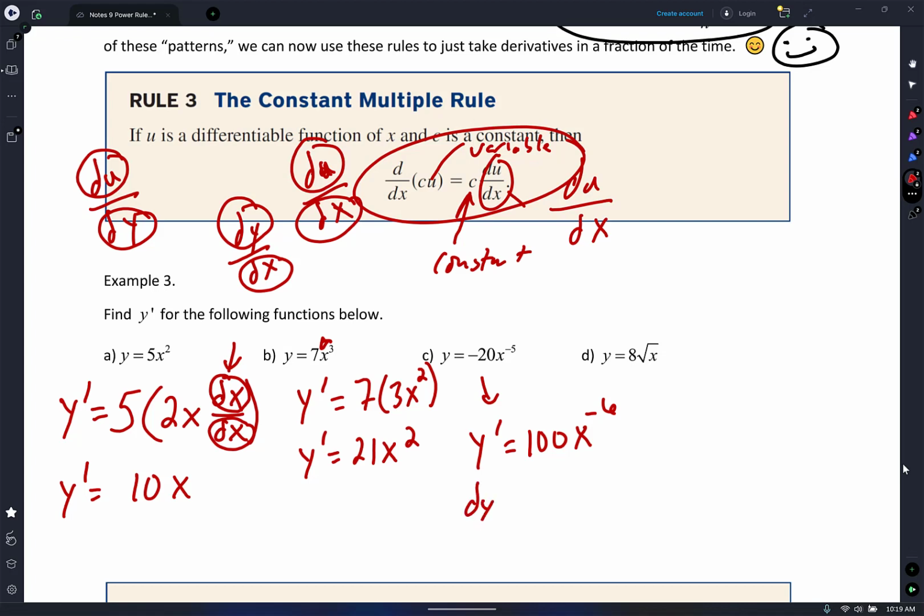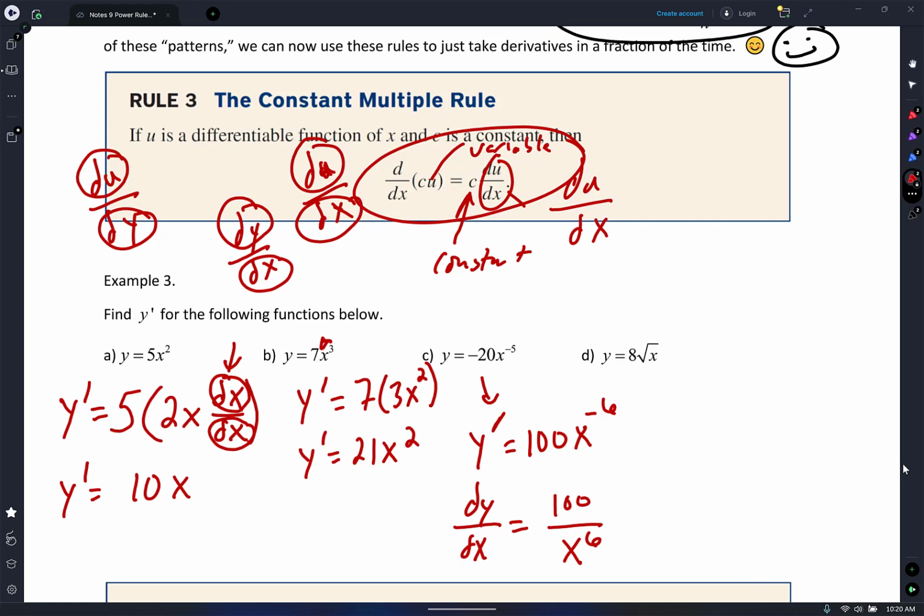I'm going to rewrite this. y prime is the same thing as saying dy dx. dy dx is 100 over x to the 6. That's a prime. Don't make it look like a 1. It's a little slanted thingy. y prime. Yeah, apostrophe. Are we okay?